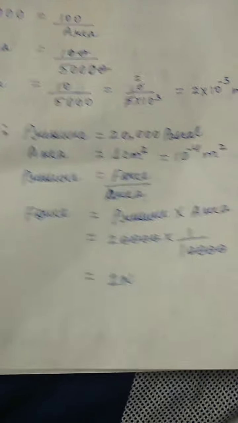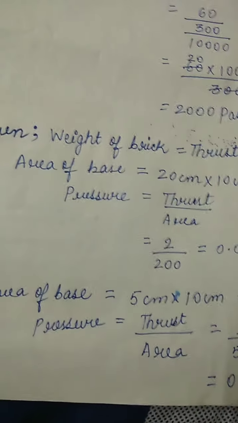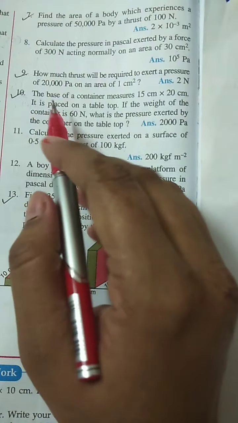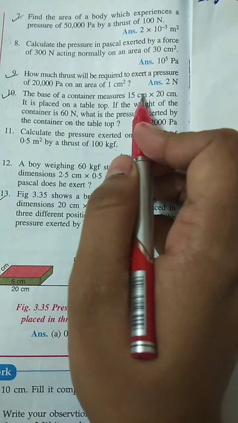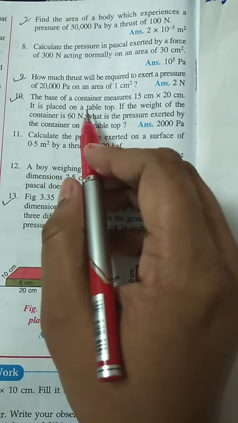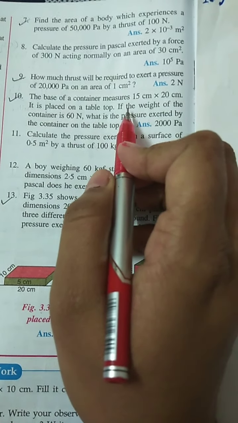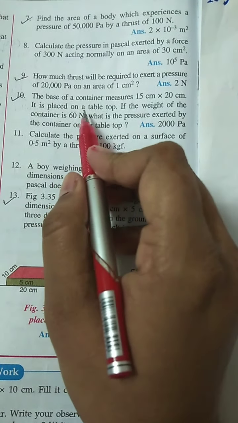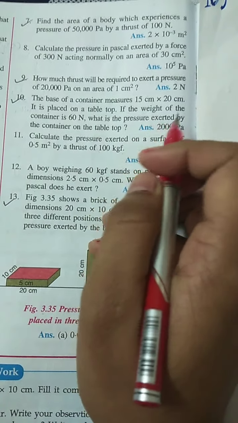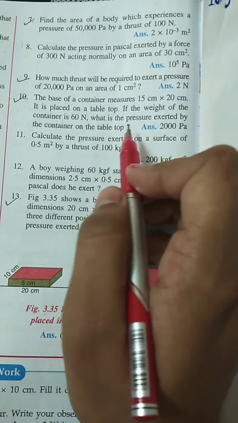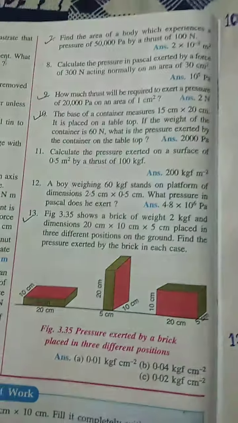The next question, you can see question number 10. The base of the container measures this much by this much. It is placed on the tabletop, and the weight of the container is 60 Newton. What is the pressure exerted by the container on the tabletop? It means we have to find pressure in this question.